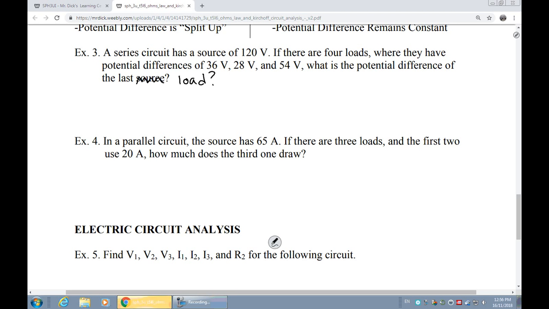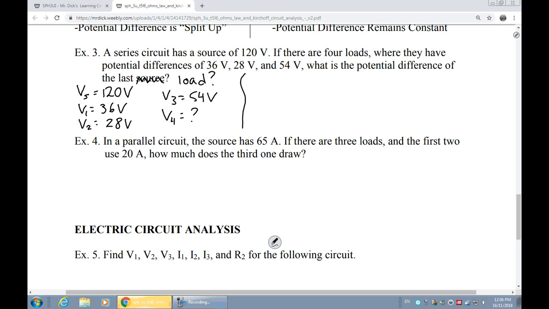That's really what we're looking for. So let's write down some things that we know. Well, we know the original voltage supplied by the source, which I'm going to call Vs, is 120 volts. And then all of the voltage drops, I'm just going to call V1 and V2 and so on. So V1 is what I'll call the 36 volts. V2 will be 28 volts. V3 is 54 volts. But we don't know the 4th one. So that's our required information, is V4.